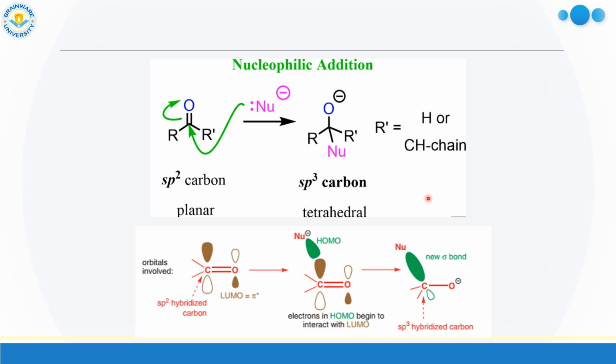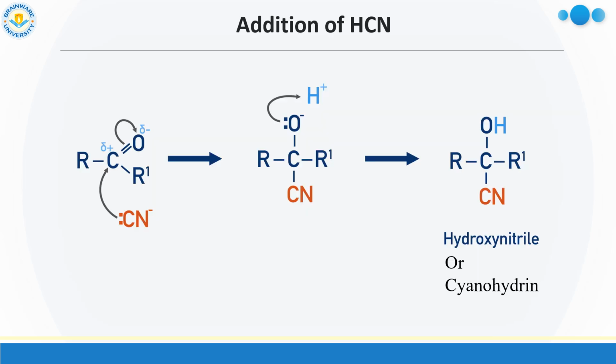That approach can be explained through orbital overlap. The carbonyl group is at the LUMO level, that is pi star, and the incoming nucleophile is the HOMO. So the HOMO and LUMO interact, that is, overlap, and finally a new sigma bond is formed. So the carbon transfers from sp2 to sp3.